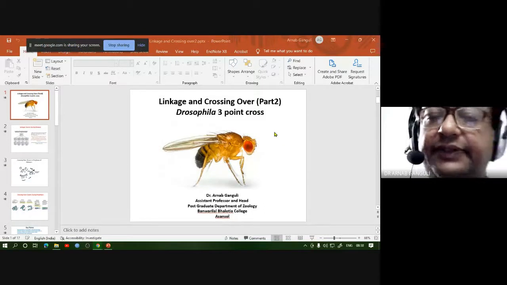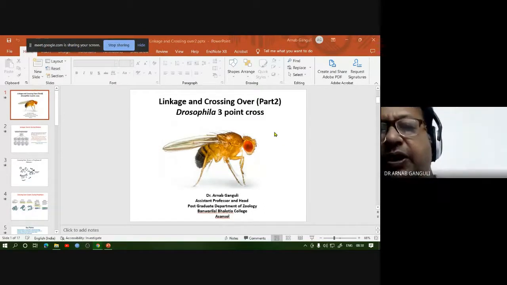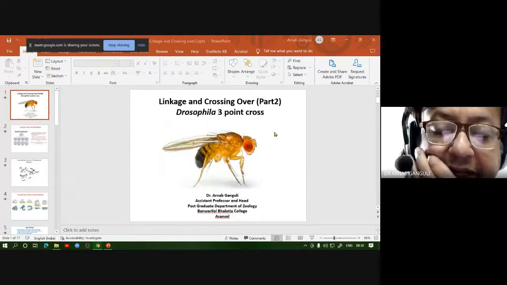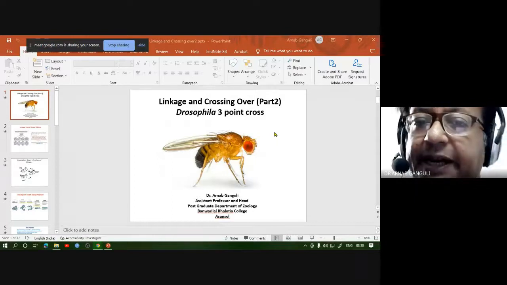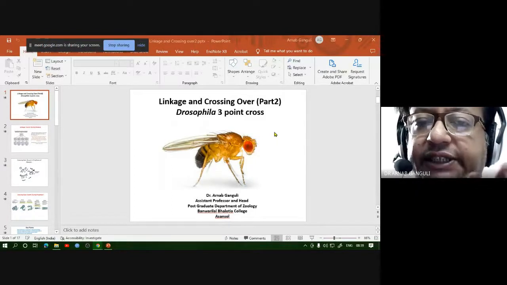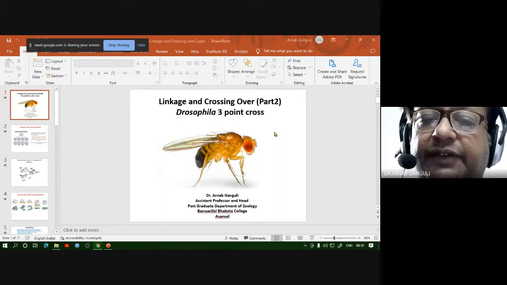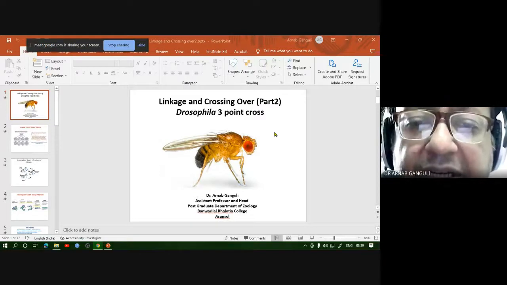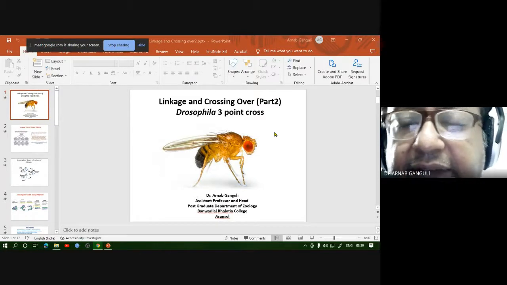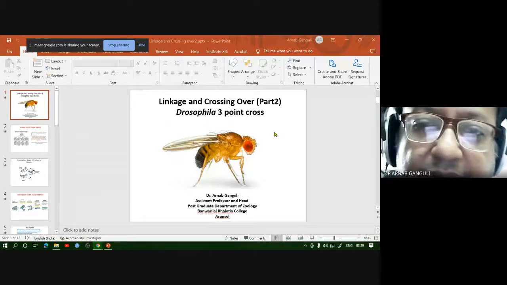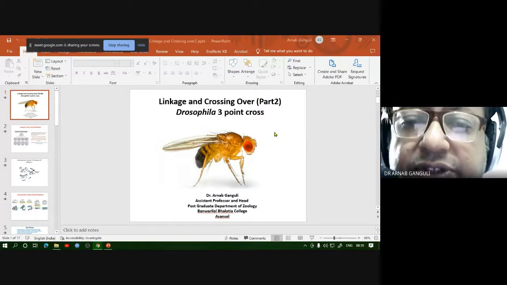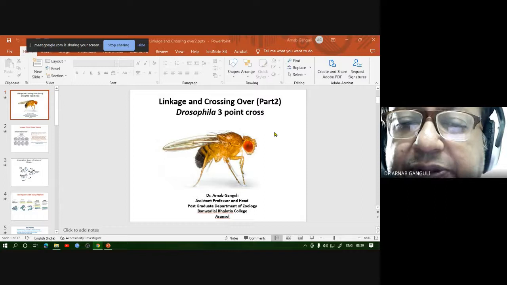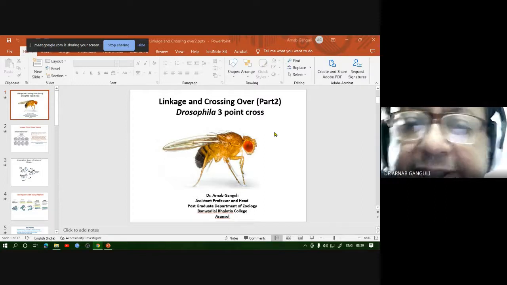Okay, in the last class we had seen that in the 2-point crosses, the distance between two genes can be measured by the number of recombinants which are forming. That is the parental, you have the parental two genes, and you have the recombinant two types of combinations. The parental combinations, that is the dominant and the recessive, and on one side you had the test cross. So you had recombinants and the parental, four types were formed, two parentals and two recombinants.